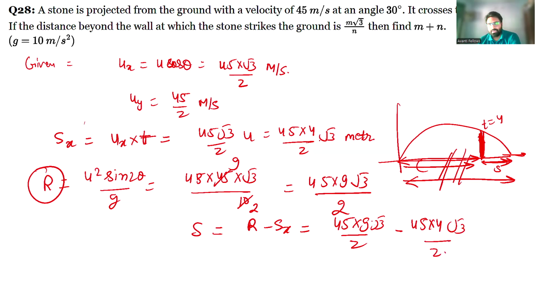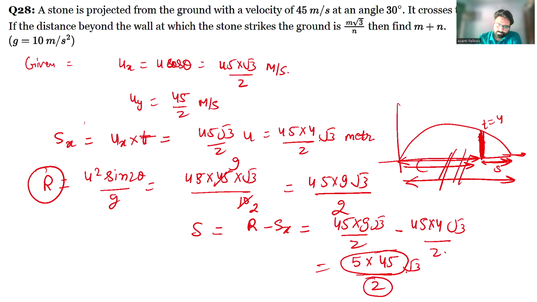Now, this is 9 times 45 root 3 by 2, minus 4 times. 9 minus 4 is 5. So it is 5 into 45 by 2 into root 3. If you compare with this m root 3 by n, the value of m is this and value of n is this. Just multiply it and you will get the answer.